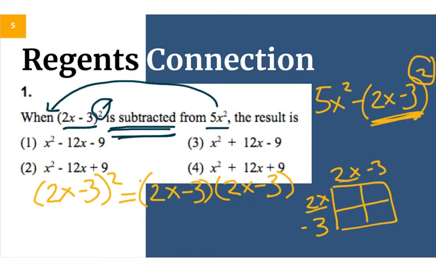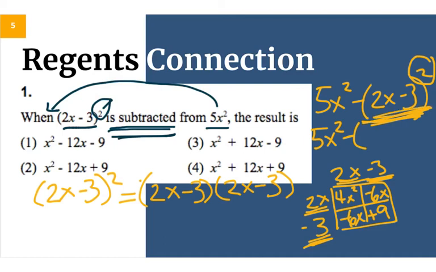Now 2x times 2x, 4x squared. 2x times negative 3, negative 6x. Negative 3 times 2x, negative 6x. And a negative 3 times another negative 3 would give me a positive 9. All right, so I'm going to write 5x squared minus, and instead of writing all of this, I'm going to replace it with the standard form.